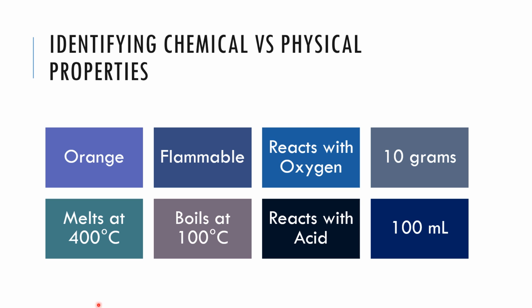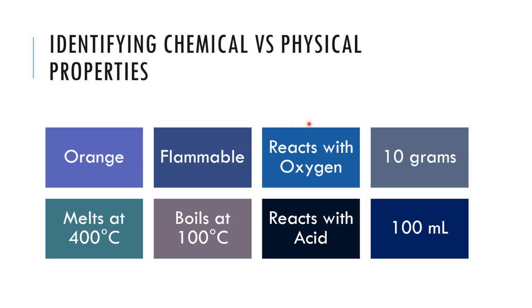Now, if you've had a chance to pause, I'm going to go through these now. If something is orange, that's going to be a physical property. I can observe something is orange without changing that substance at all. This is just a property of, let's say, an orange solution. That's just what the solution looks like. However, if I say a compound is flammable, that is a chemical property. A chemical change had to occur to find out this property.